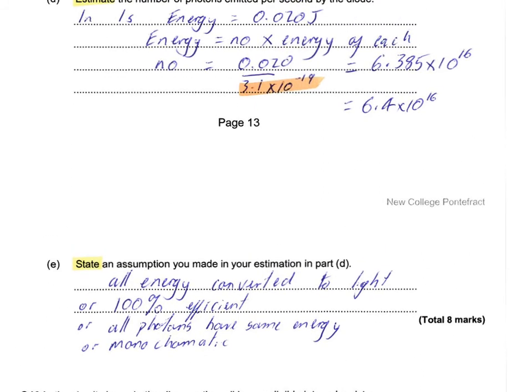We're then asked to state an assumption we've made in that last part. There are a number of ways you can put those. So we're assuming that all of that energy is converted into light photons, in other words, that the LED is 100% efficient. The other thing we're assuming is that all of those photons have got that same energy, that is, that the light is monochromatic. So any one of those statements for the 1 mark.